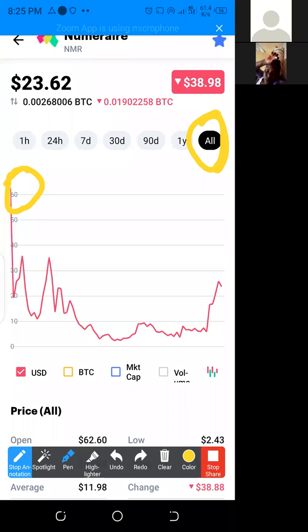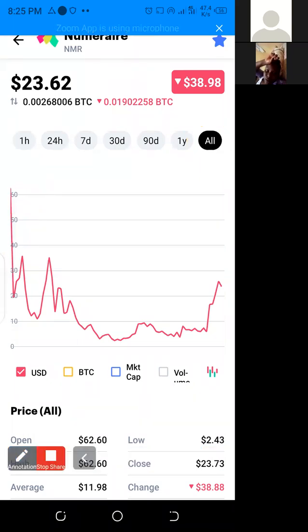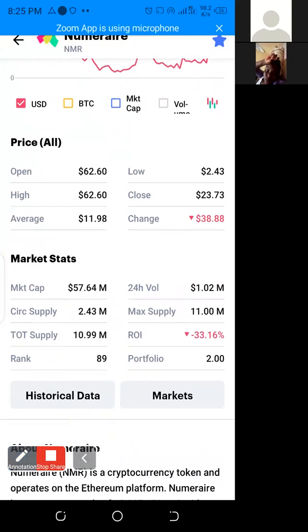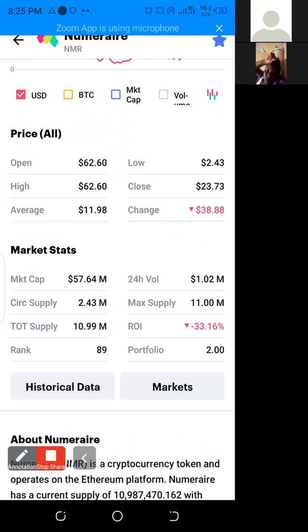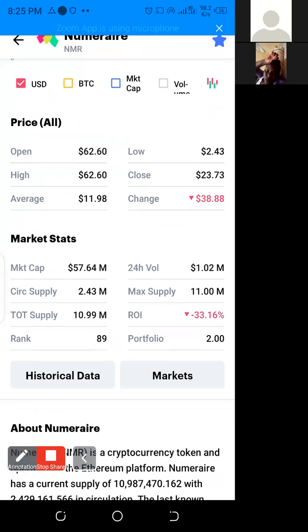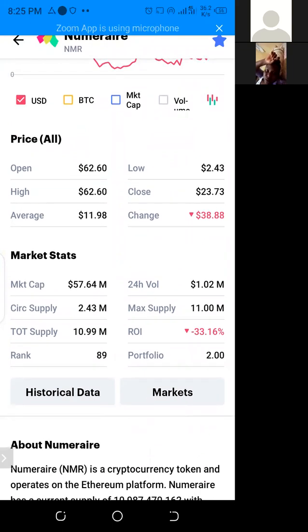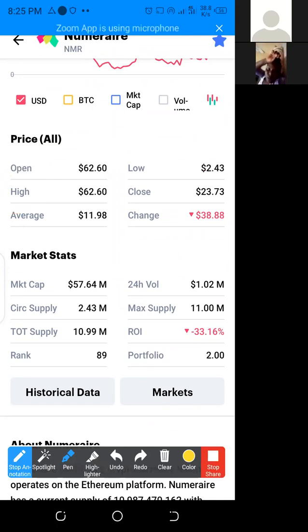Now let's continue. Let me show you something else. When you scroll down, here's more information about the coin. Look at low. Can you see it? So the lowest this coin has gone is $2.